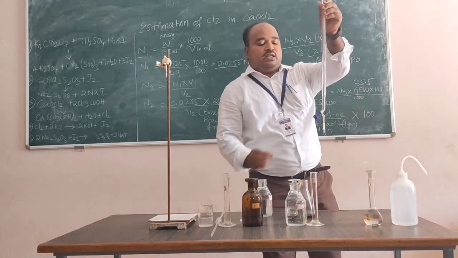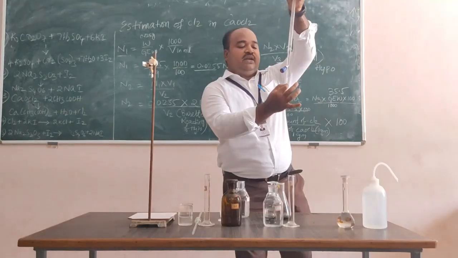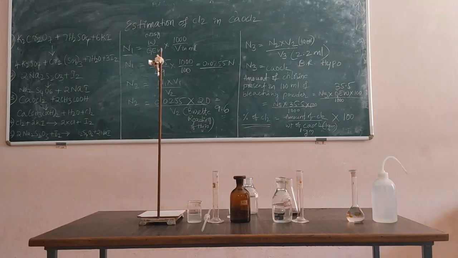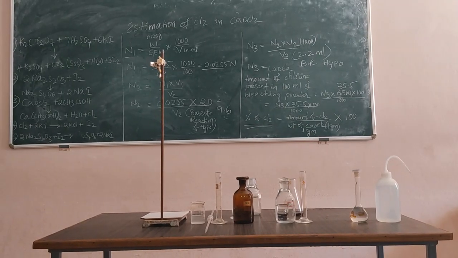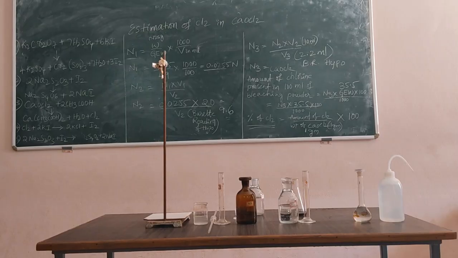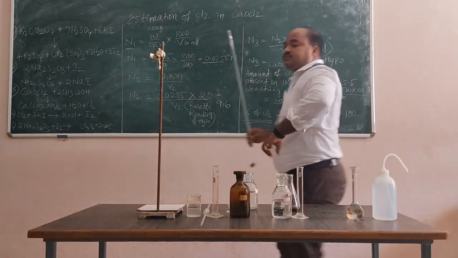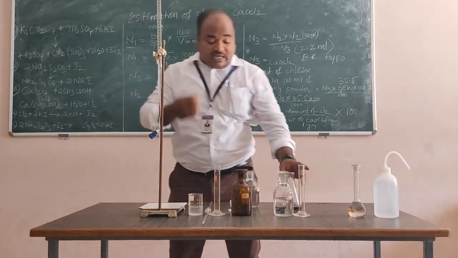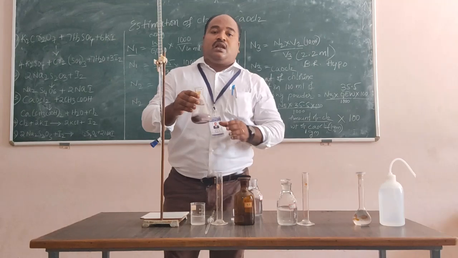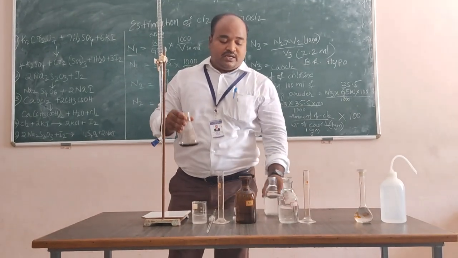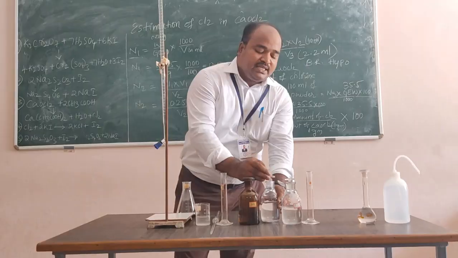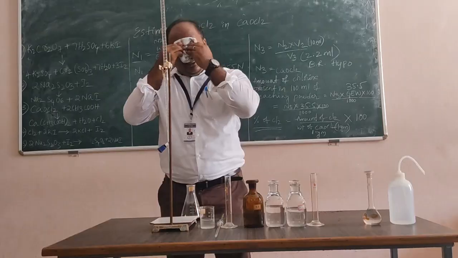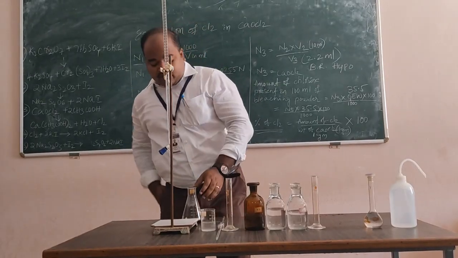I have taken an excess amount, and this tip point needs to be filled with hypo. So I am going to discard this excess solution into the sink and bring it up to the 0 mark. Then we need to start our experiment. While we are titrating, the color of the solution turns into blue. Then we need to add excess hypo to make the blue color disappear into colorless. That is our end point.